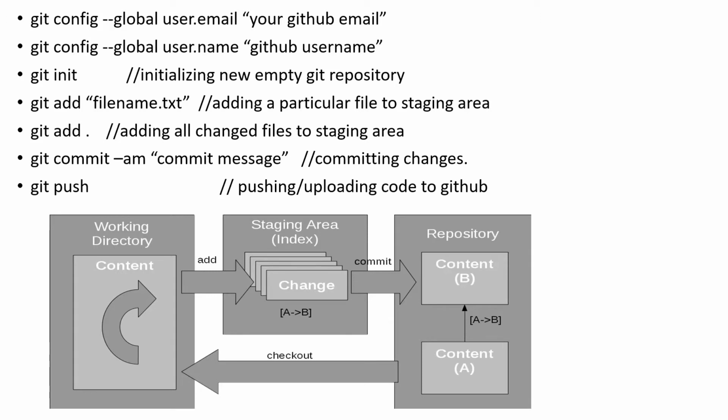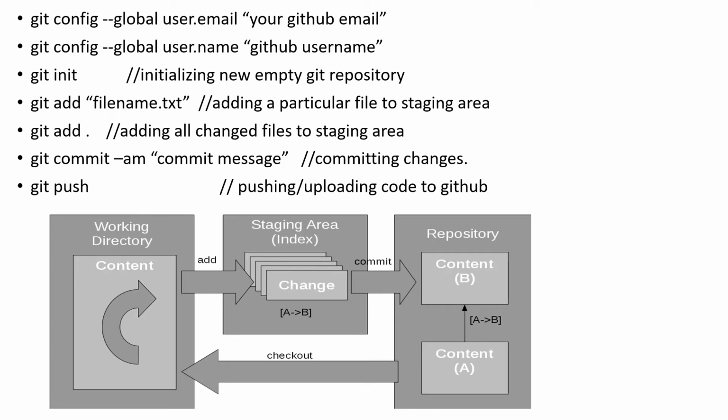Now this adds a particular file to the staging area. Now you could add all the files. Let's say you have 100 files. You could also do maybe some 2 to 3 files have been changed, so you can add them specifically. But what if there are 50 files that have been changed? So now you want to add all the files that have been changed to the staging area. So you can do git add dot. So this command adds all the changed files to the staging area.